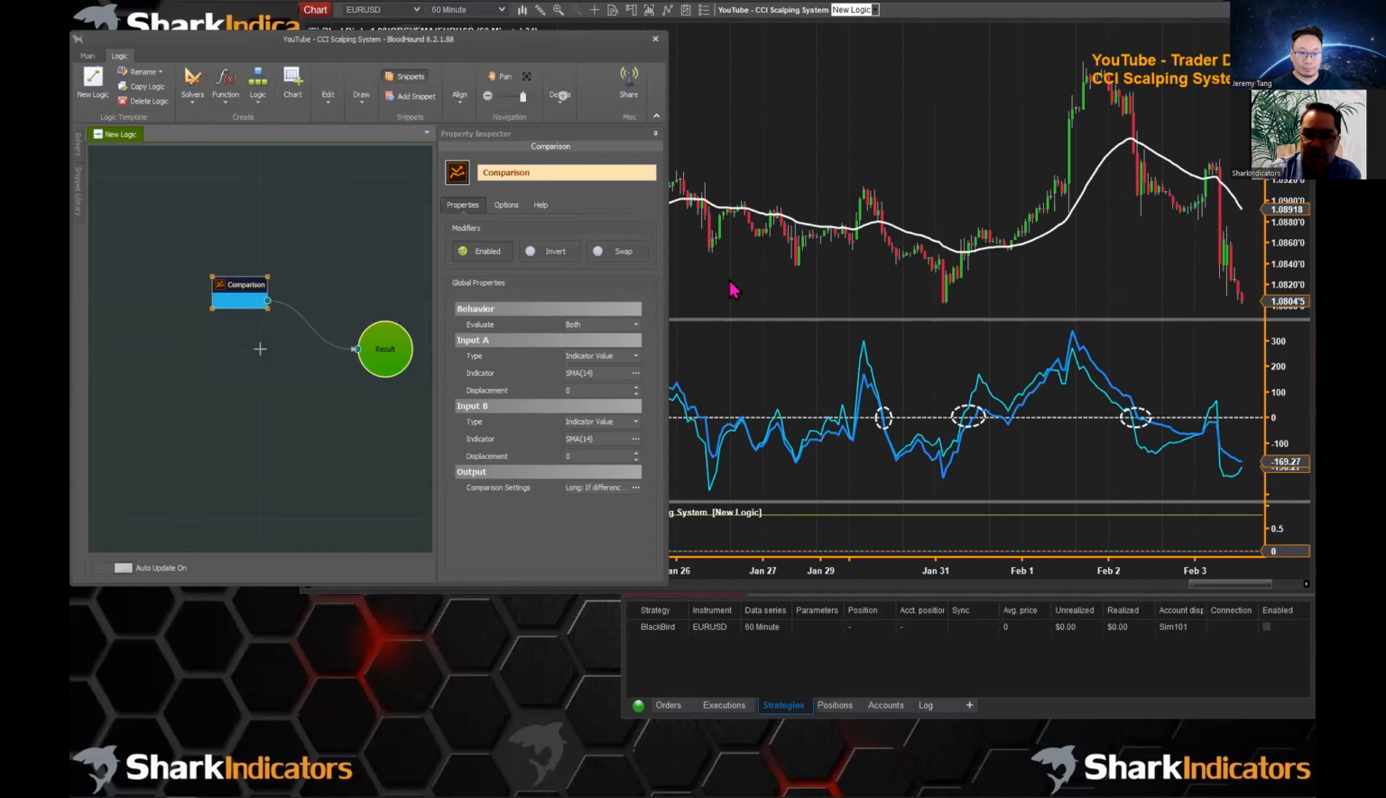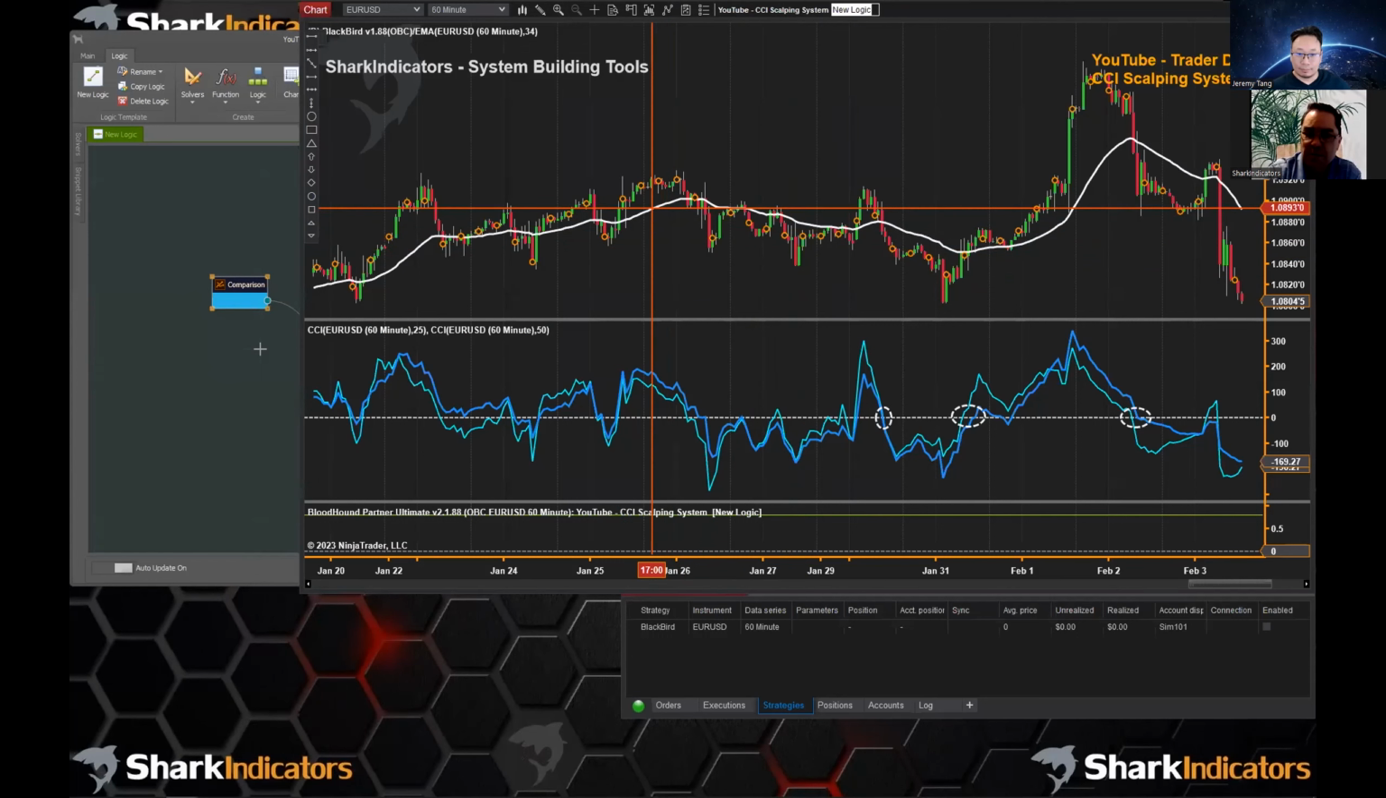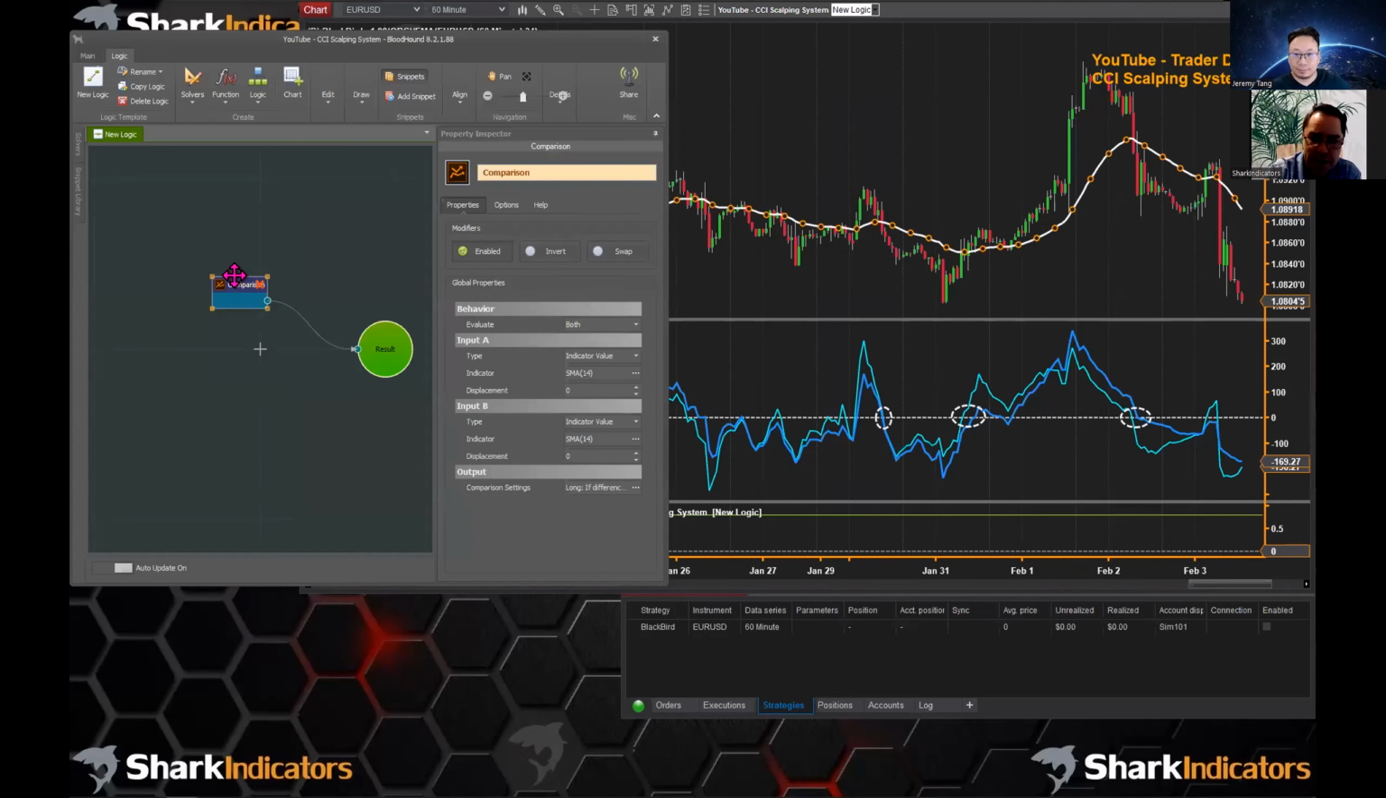So let's start. I'm going to start with something simple, which is to identify when price, and we use the term price or market very loosely, but in this case we're going to look to see when the closing price of the bar is either above or below that moving average, right? So we're comparing price to that moving average. So I'm going to grab a comparison solver so we can do that comparison, and let's give this a name here.